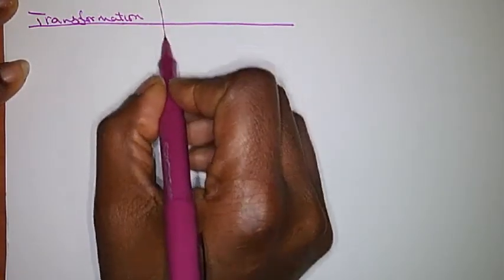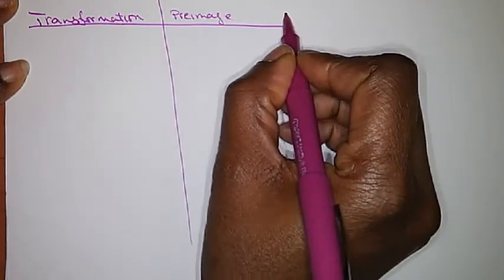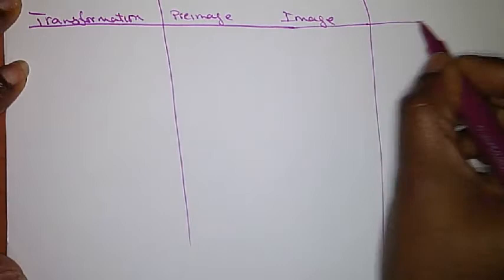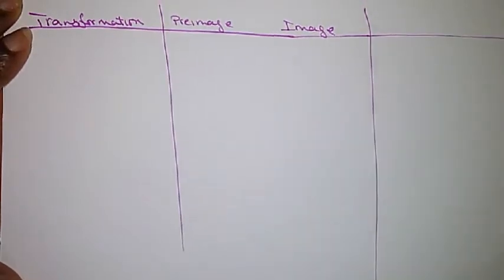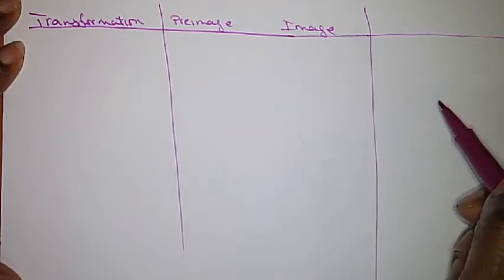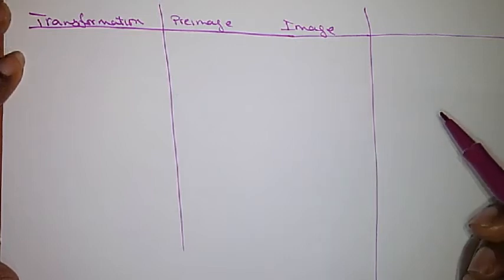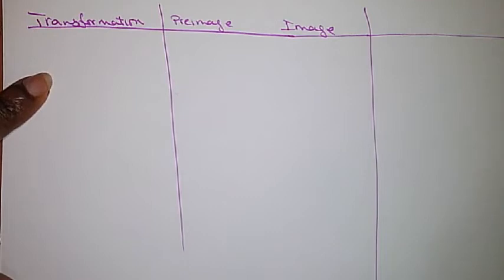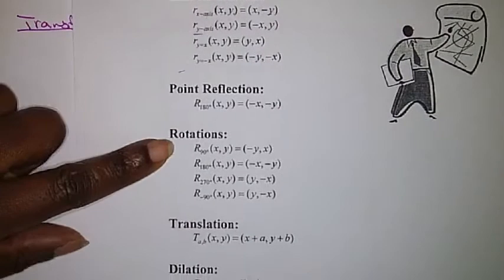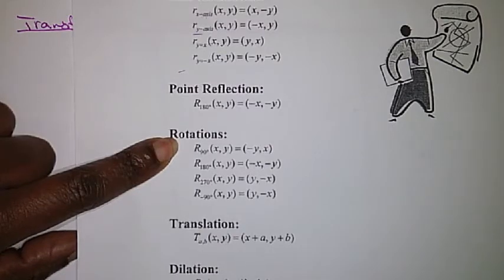Another says pre-image and image. And the third column is the same as the second because your sheet has two different coordinate points. So you're going to learn how to use the rule sheet to find transformations related to rotation.